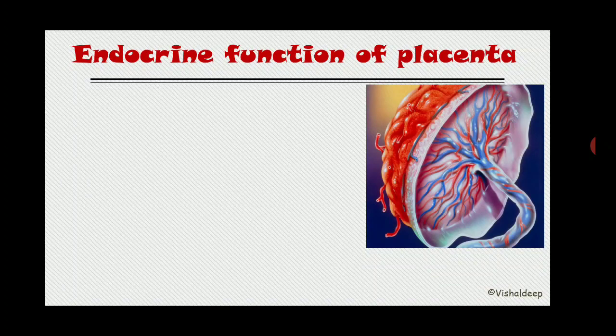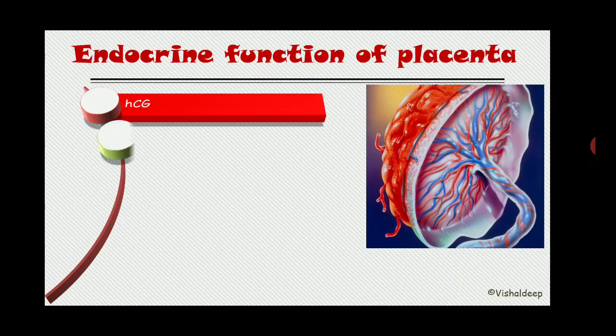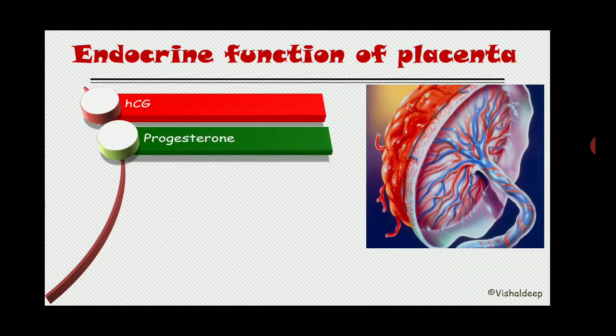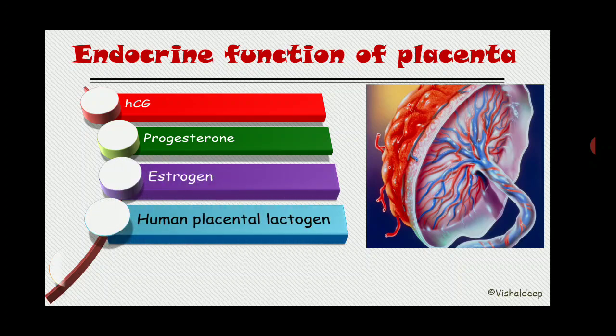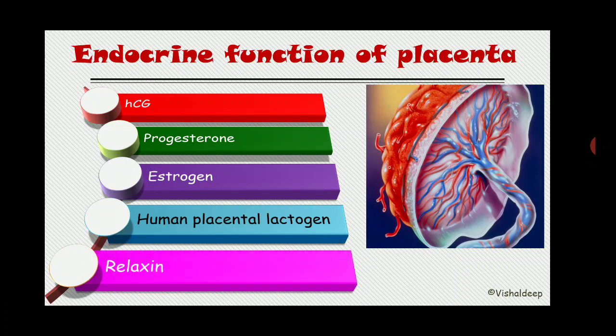Before we start the endocrine function, let's enumerate the hormones that are secreted from the placenta. The first hormone is HCG, human chorionic gonadotropin, then progesterone, estrogen, human placental lactogen, and finally relaxin. Right. Now we are going to discuss them one by one. First is the human chorionic gonadotropin.